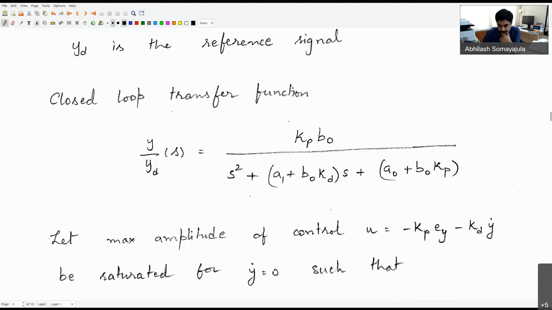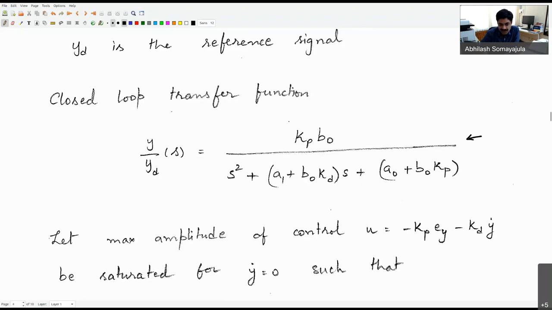That is what you should get. So you should get b naught times kp divided by s square plus a1 plus b naught kd times s plus a naught plus b naught kp. Now, when we are trying to design the controller, it is very easy for us to say that, okay, the control input can be as large as we want. But in reality, we can't choose our controller gains to be extremely large.